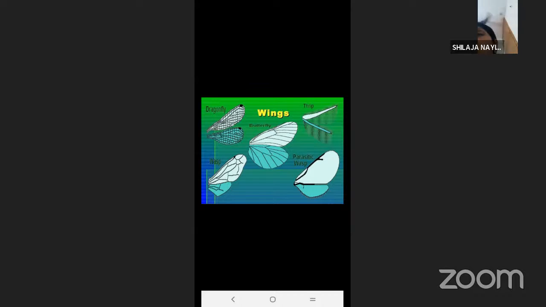When we talk about moths, they have cleft wings. Two fork type, three arms are present. The forewing has two forks, and the hind wing has three forked wings. These are called fissured wings.